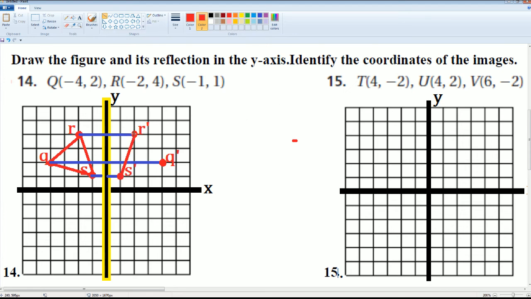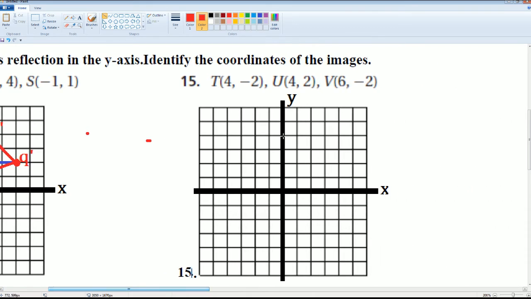Boom. Boom. And boom. See? Perfectly mirrored across the y-axis. So this is a reflection over the y-axis. Good. Next one. You see? Coordinate grid already made. I'm just going to plot the points now. T is 4 comma negative 2. So 1, 2, 3, 4 in the x, negative 2 in the y, 1, 2. Call that T.